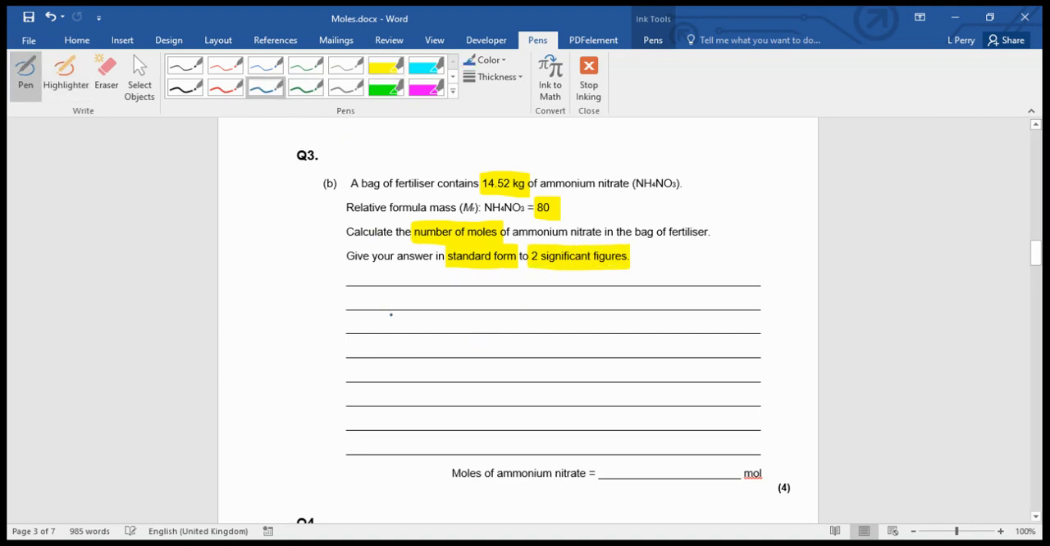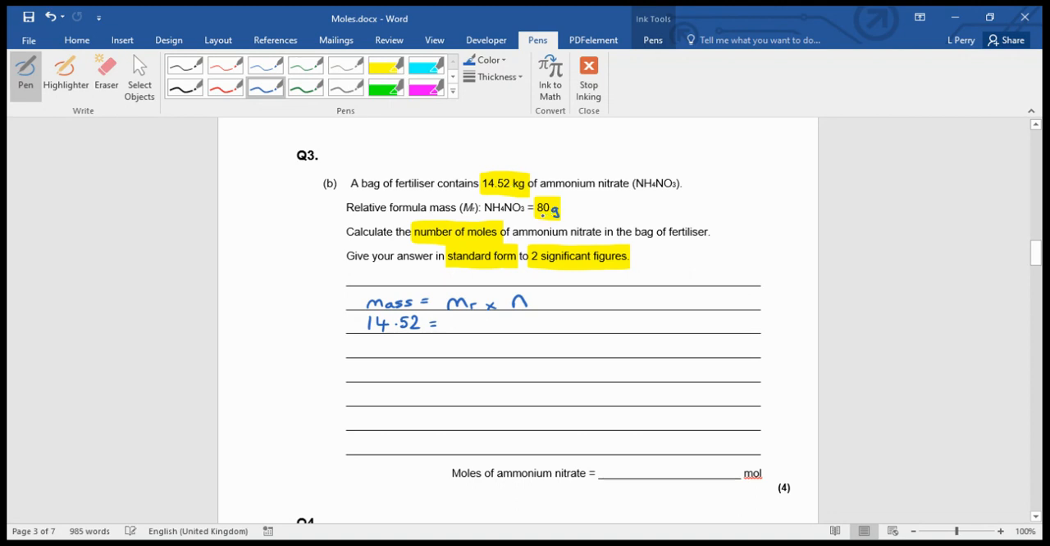So I'm going to write out my equation again. Mass is the relative formula mass times by the number of moles. So my mass is 14.52 kilograms. My relative formula mass is 80, but remember, that's 1 mole in grams. So I've got a mismatch of units here. I need to turn grams into kilograms.